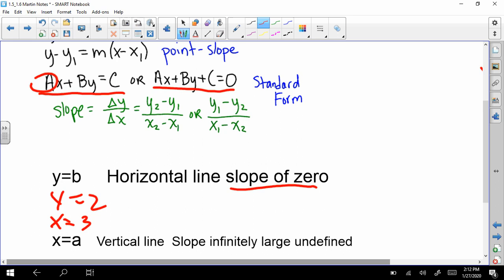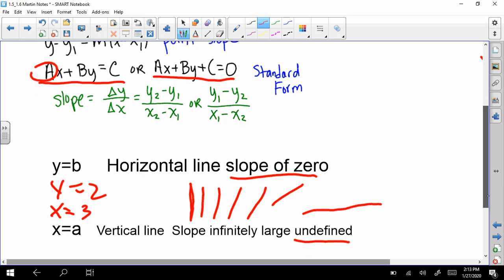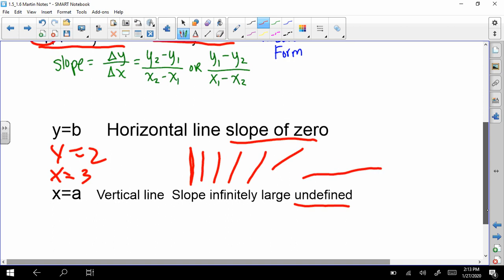And a vertical line has an infinitely large slope. The more vertical you get, the larger the rise is compared to the run. And when you're at vertical, there's an infinite amount of rise for no run, and you're dividing by 0 on that slope calculation. That's why we say it's undefined. Small slopes are flat, and large slopes are steep. Slope is a measure of steepness. Okay?